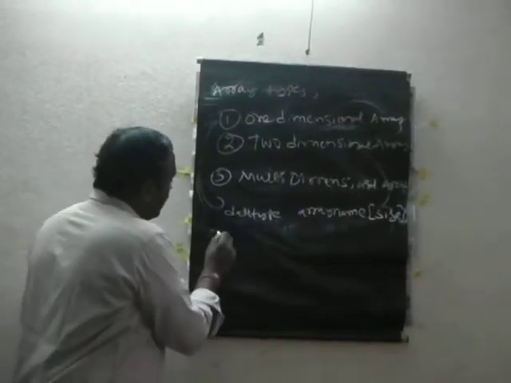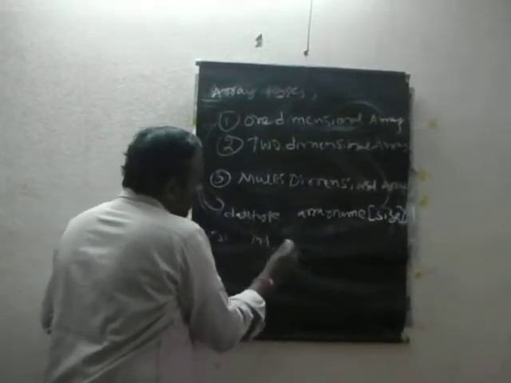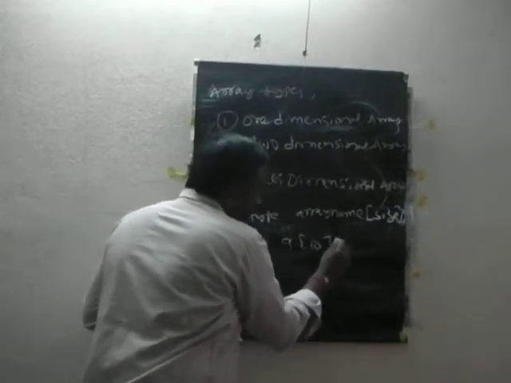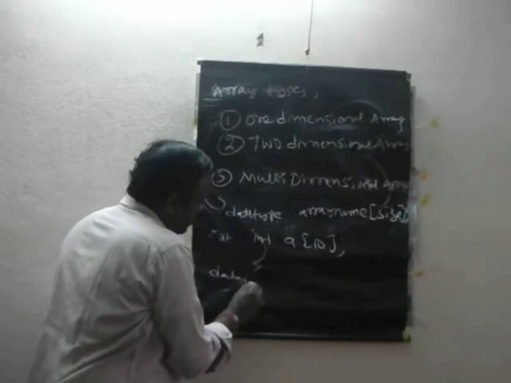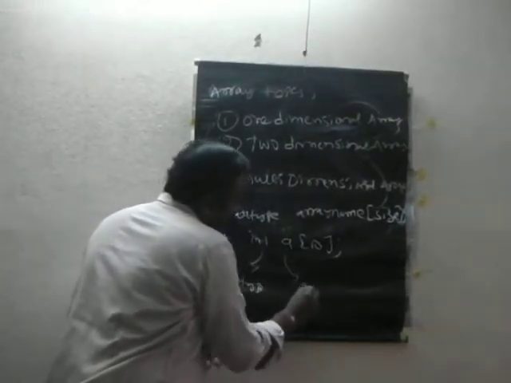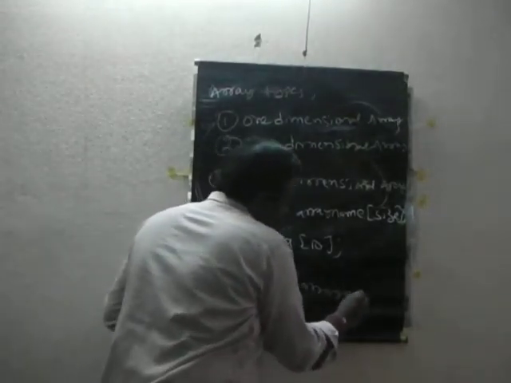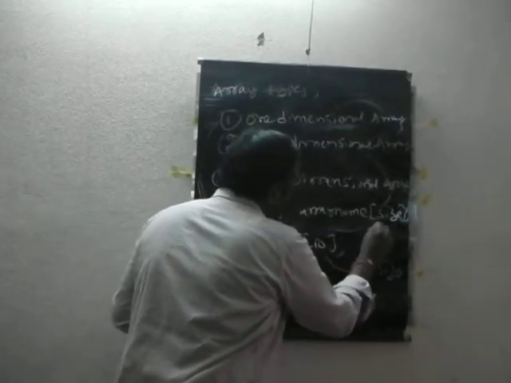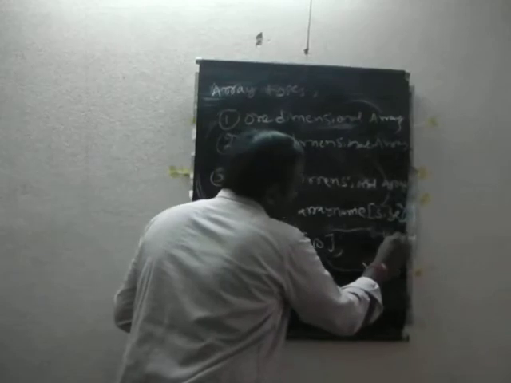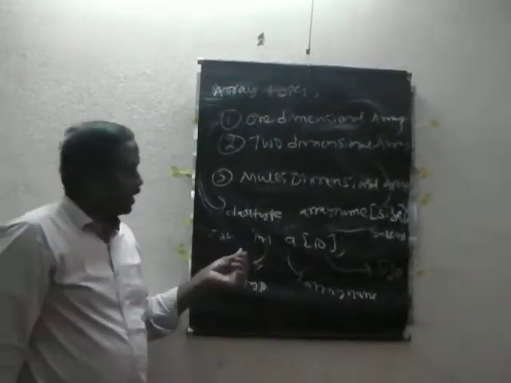For example, I am taking here int a[10]. Integer is the data type, a is the array name, this is the size, and this is the subscript.